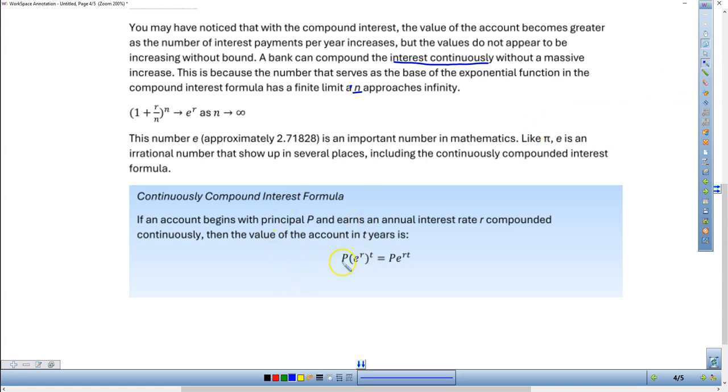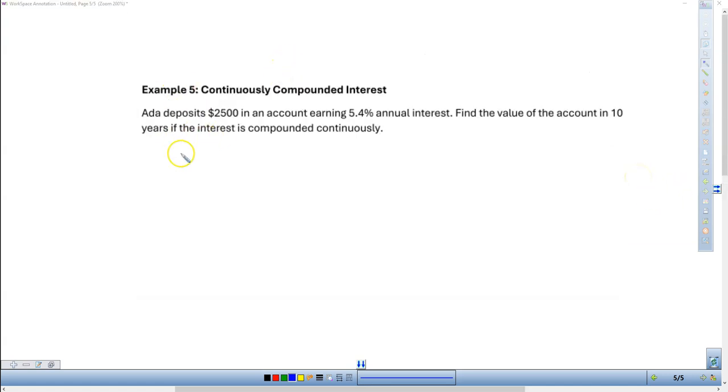With continuously compounded interest, you'll notice that it's very similar to the compound interest formula we had here, except now it's just P times e to the power of rt, or as it's sometimes referred to, PERT. So let's go ahead and do that exact same problem we saw before, but now with the continuously compounded interest formula. Again, just for reference, it's going to be P times e raised to the power of rt.